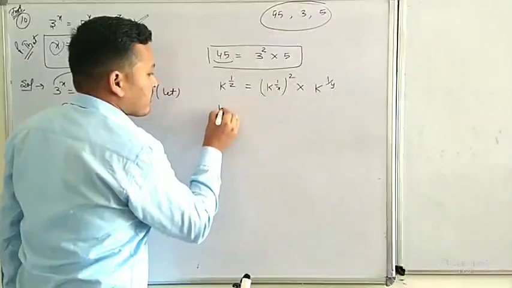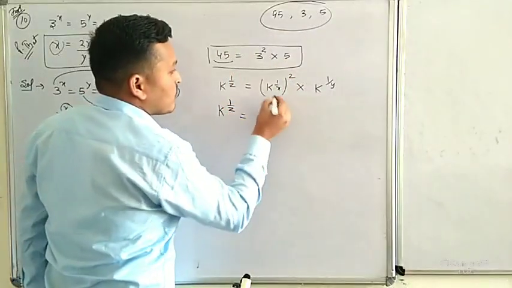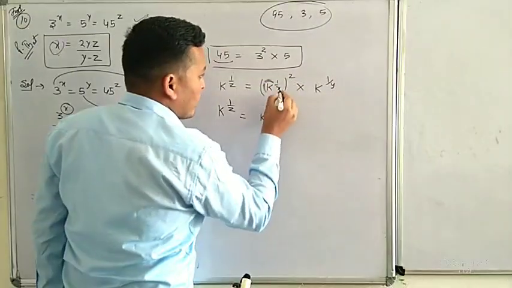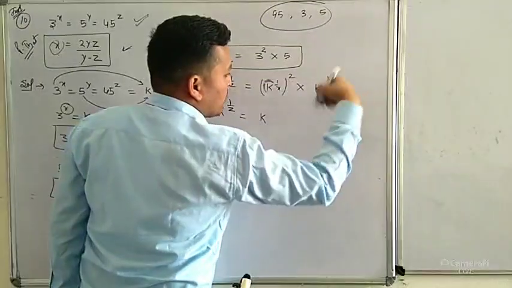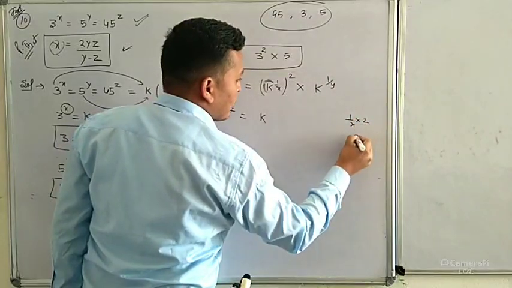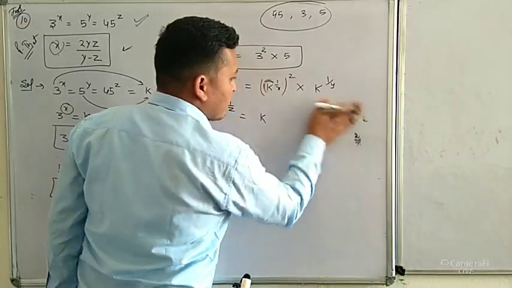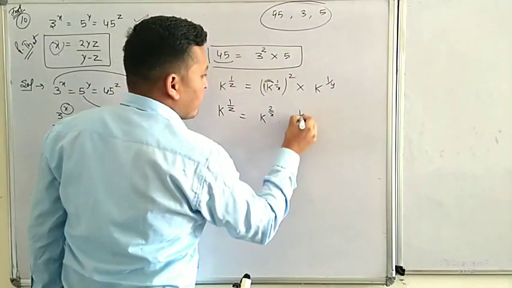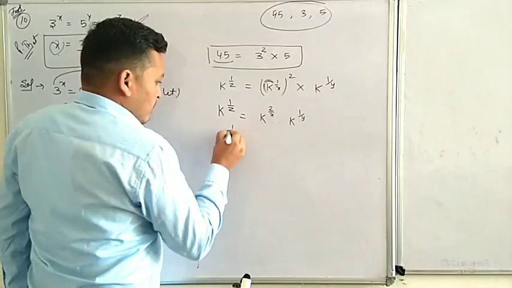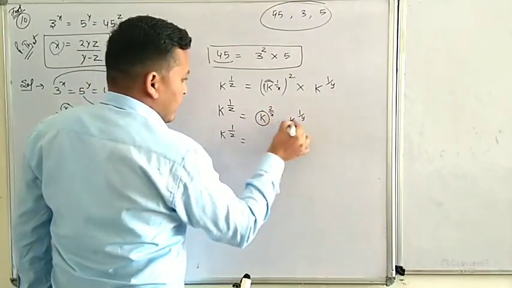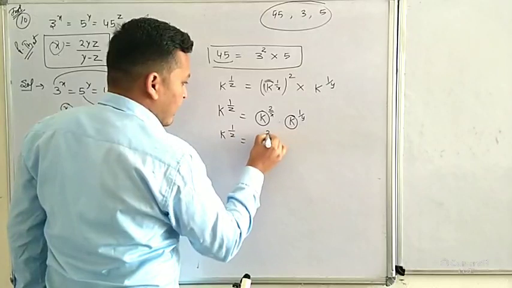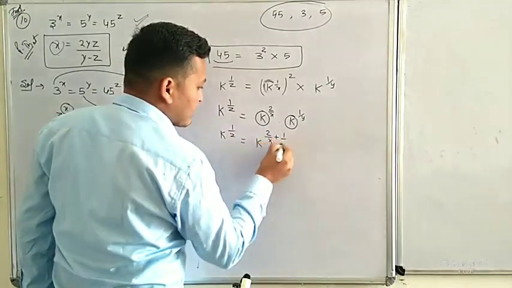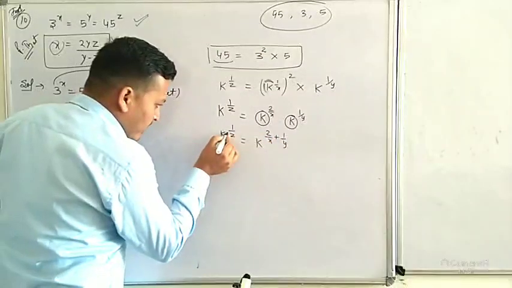Okay, then first k to the power 1 by z is equal to k. First of all solve this power: we can write 1 by x and whole to the power 2, so both powers will be multiplied with each other, so 2 by x. This one we can write as 2 by x into k to the power 1 by y. As you know that bases are the same, the powers will be added to each other, so then we will get 2 upon x and 1 upon y.